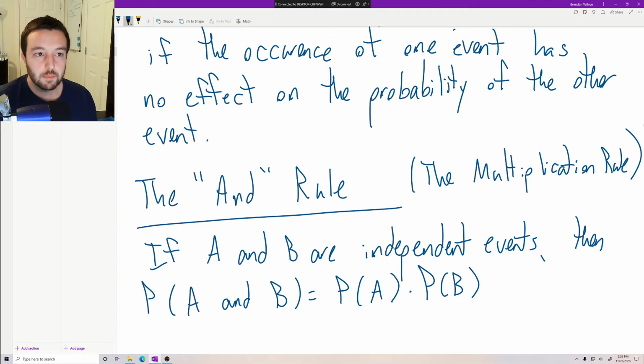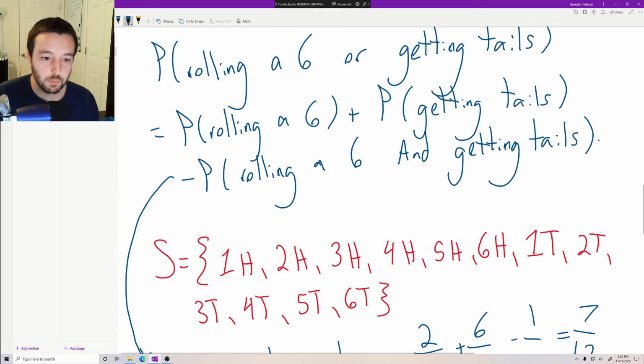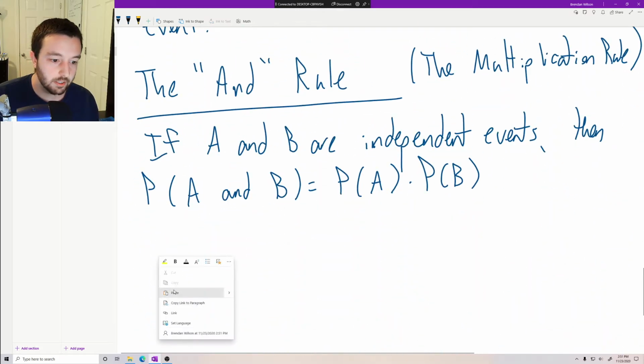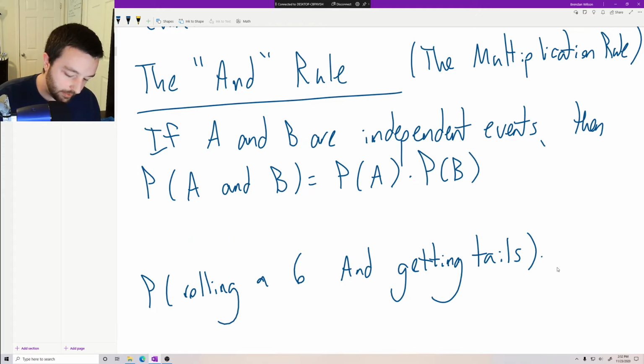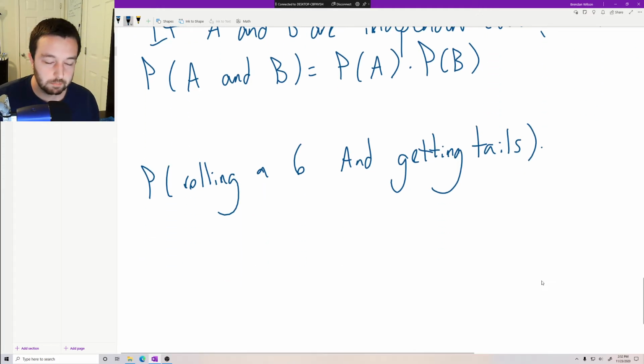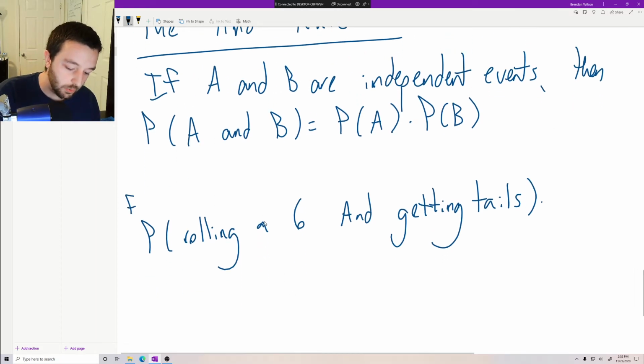So we just take the two probabilities and we multiply them together. If they're not independent, you need a different formula involving what's called a conditional probability. So here we're just going to assume they are. So let's think about this one: the probability of rolling a 6 and getting tails. We already know, from when we did the sample space here, that this should be 1/12, right?